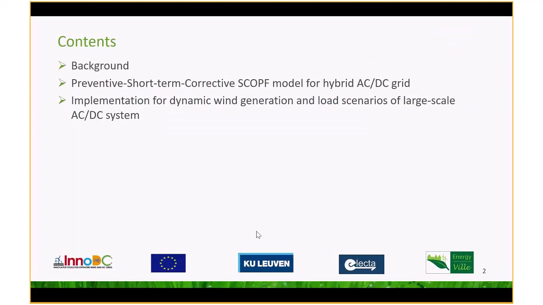My presentation is organized as follows. First, a short background on this topic is provided. In the next section, the implemented Preventive-Short-term-Corrective Security-Constrained Optimal Power Flow Model for hybrid AC-DC grid would be elaborated. Finally, some results are presented by applying the model for dynamic wind generation and load scenarios of large-scale AC-DC system.